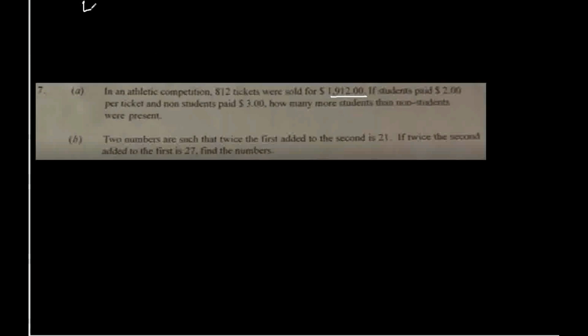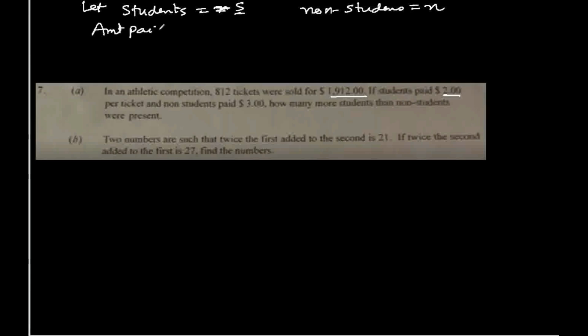So let's assume students equal to S and non-students equal to N. Every S paid $2. So the amount paid by students will be S multiplied by 2, 2S, right? Whatever is their number, double it because it is multiplied by 2.